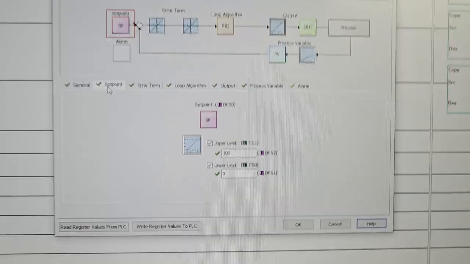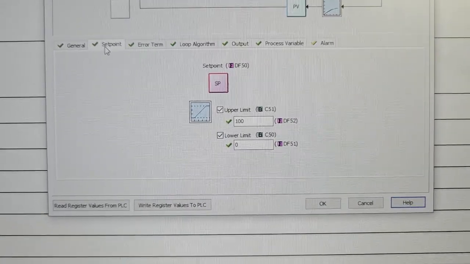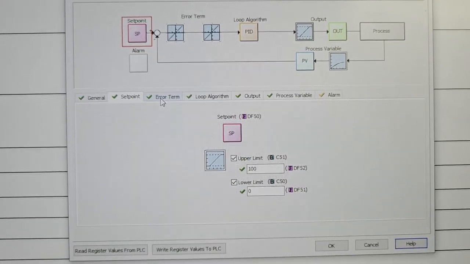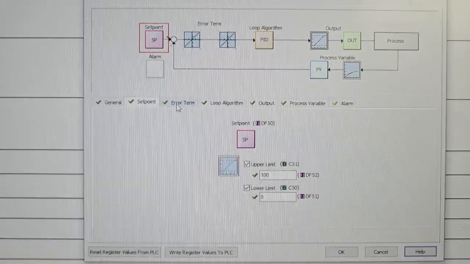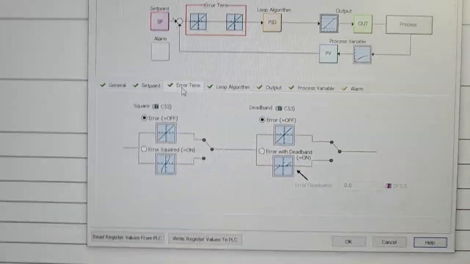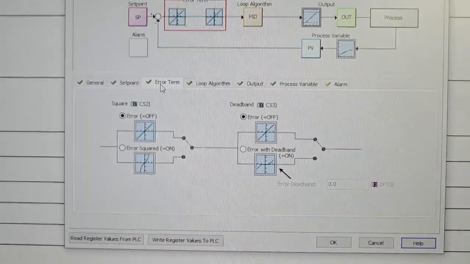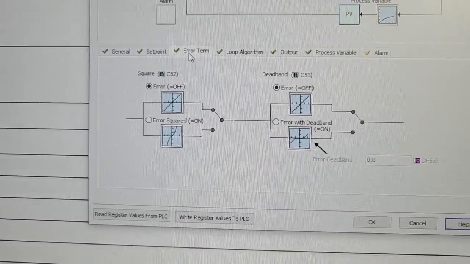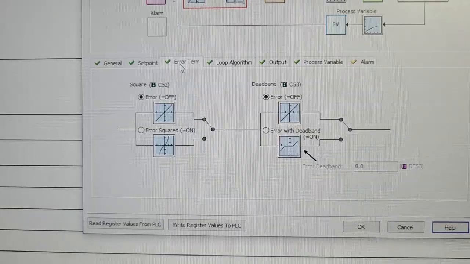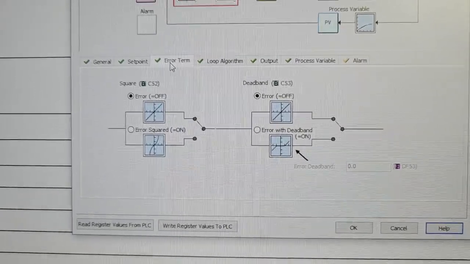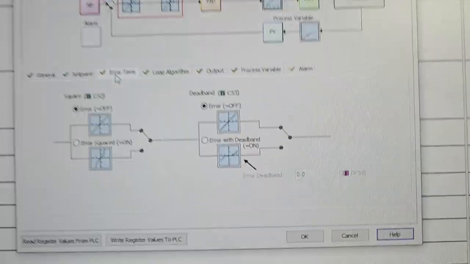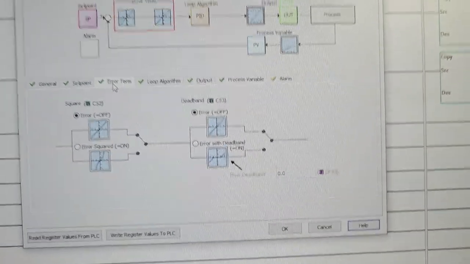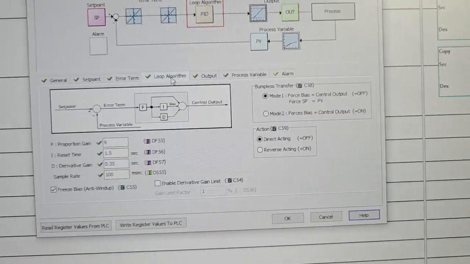Going to the set point now, we have a lower limit of 0 and an upper of 100, and this is also the same later on in the process variable tab I'll show. For the error term, we have square and deadband error both off, since neither one is needed for this application. Square error is usually used for systems that use liquid, and the deadband is when you don't want your system to be extremely reactive to error around the set point.